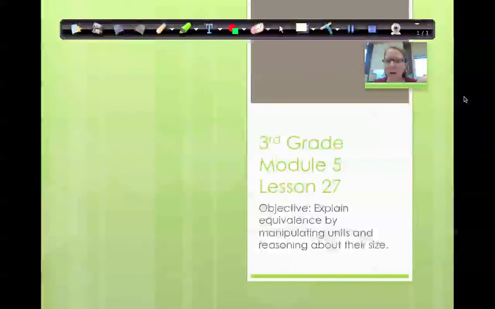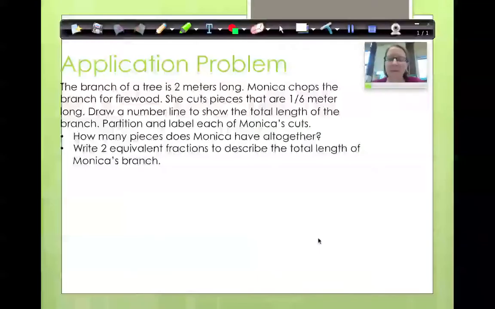Hello, today we're going to do Module 5, Lesson 27. Our objective is that we're going to explain equivalence by manipulating units and reasoning about their size. So basically we're going to look at things, and we're going to see if we can make equivalent fractions using the same wholes. First, we're going to start with the application problem.